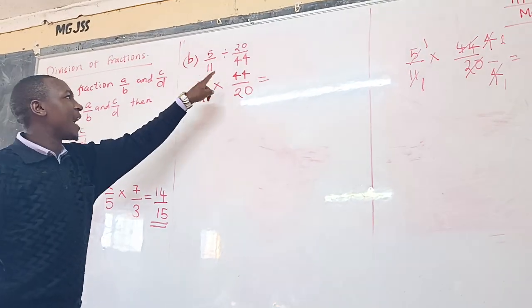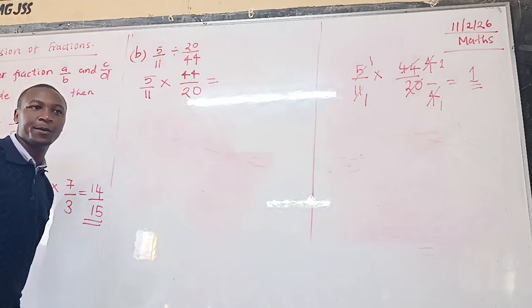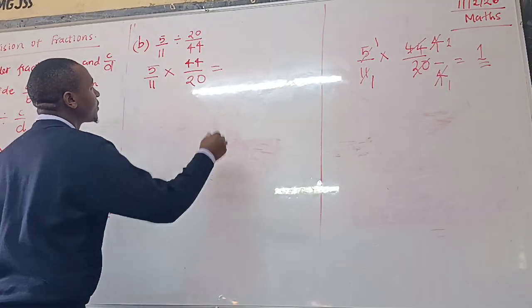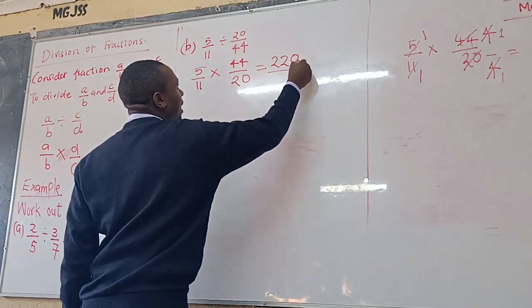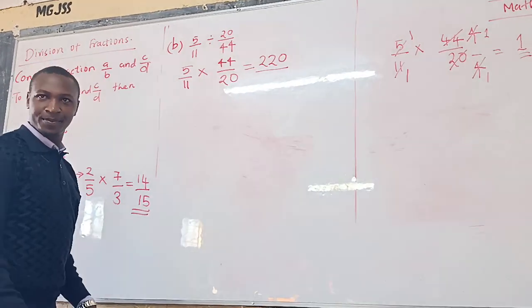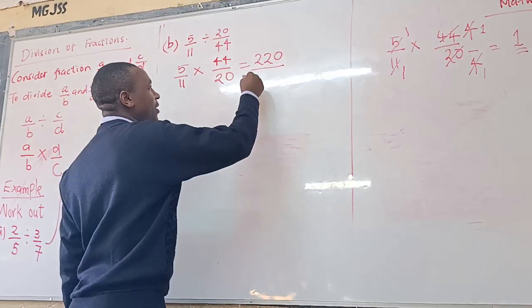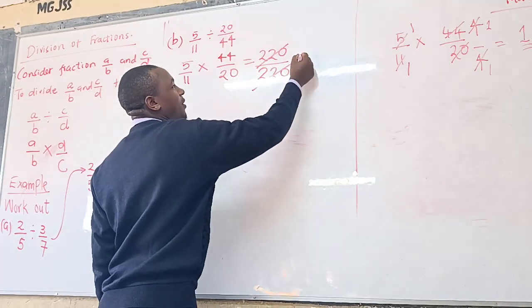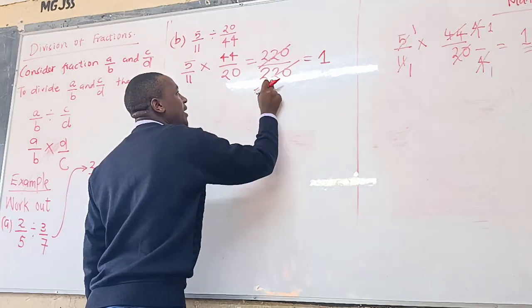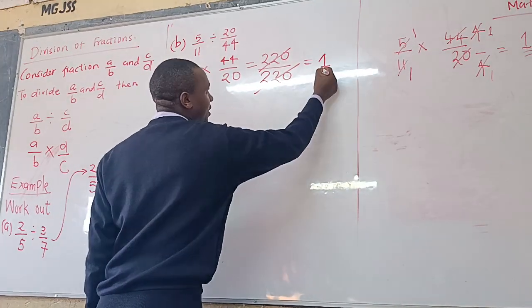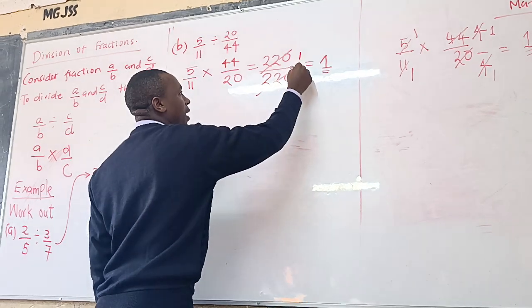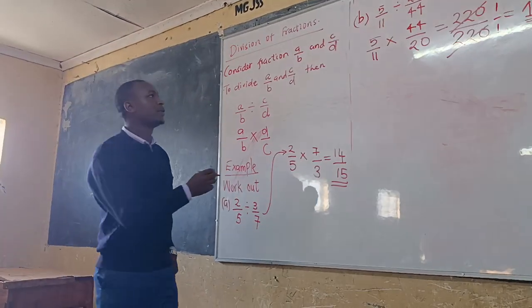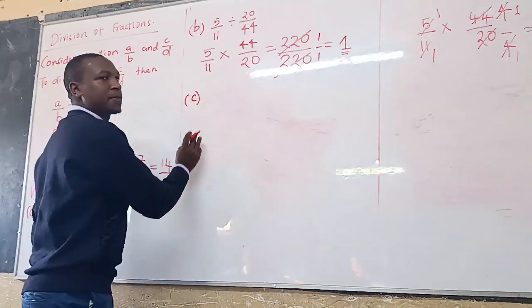So what is 5 times 44? 220. Divided by, what is 11 times 20? 220. You see, this cancels out with this, so that the answer is what? 1. 220 by 220. So the answer is 1. 1 over 1 is 1. Simple.